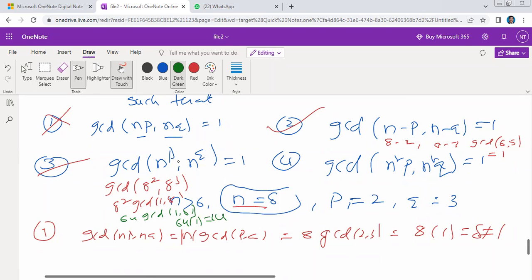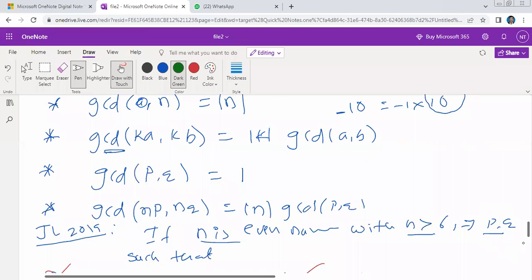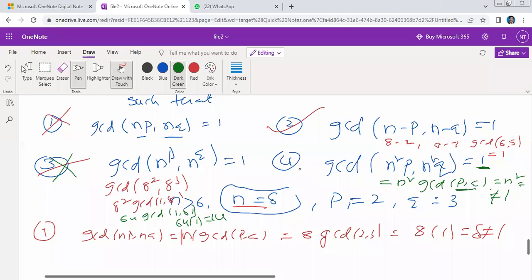The answer is 64. Here 1 was given, so this should also be 1. Is there any chance of this being true? Can you tell me directly what the GCD of this one is? n is any positive number. n squared times GCD of P, Q. P and Q are prime numbers whose GCD is always 1. So this is equal to n squared. But 64 is not equal to 1. So this option is wrong. So only the second is the correct option.